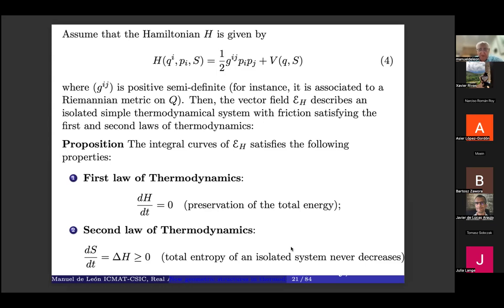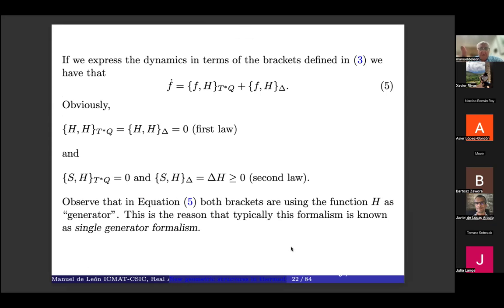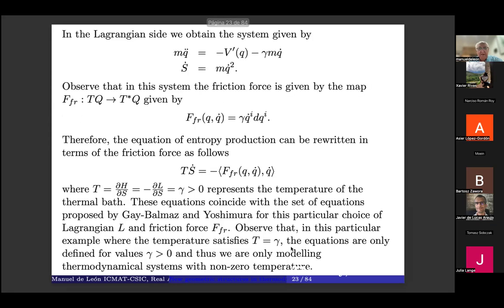And the second law of thermodynamics is that the evolution of the entropy is delta applied to H, and this is greater or equal to zero, which is the second law of thermodynamics. So we can prove it in a very simple way using contact geometry. Also, we can express these things in terms of the brackets defining the evolution of any observable, and these are things that happen using this contact geometry.